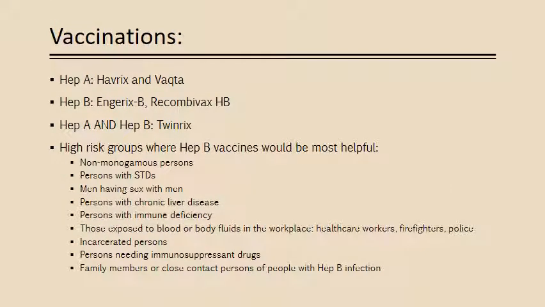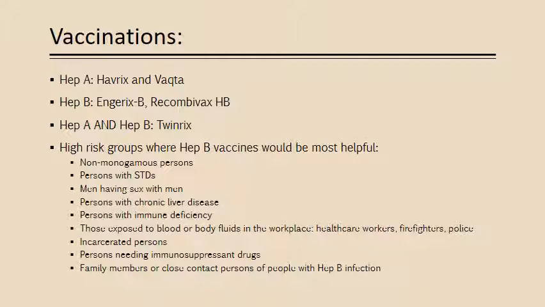The vaccinations for hepatitis A are Havrix and Vaqta. Hepatitis B would be Engerix-B and Recombivax, which is the one that I got. You get a series of 3 with that. It's probably what you guys got as well. Hepatitis A and hepatitis B together is Twinrix, okay?